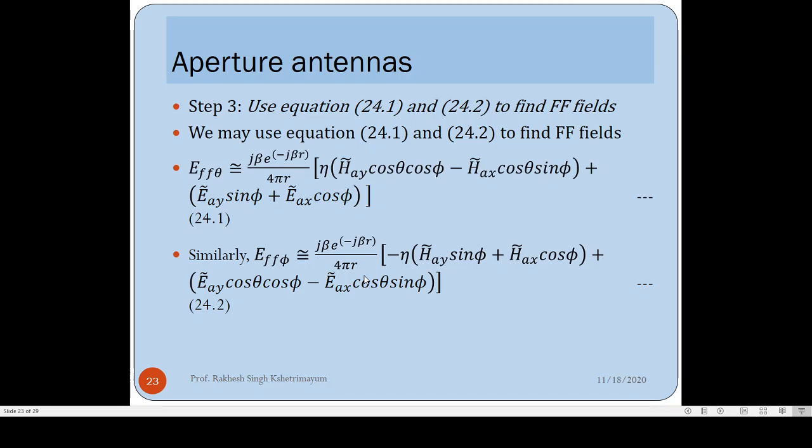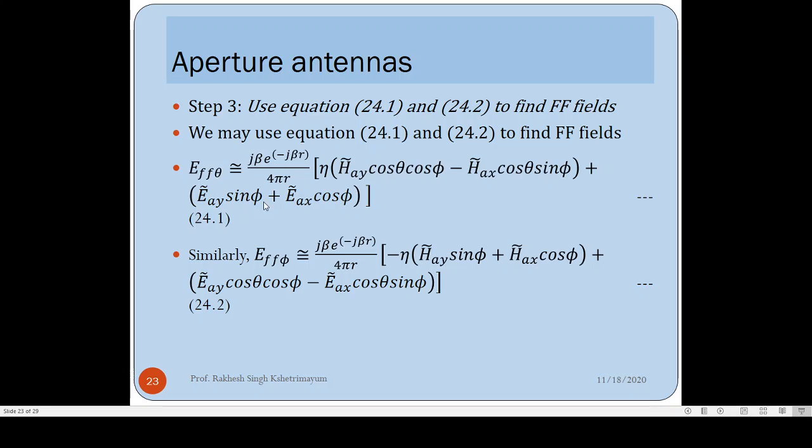So the second step is over. We have already established the first step: we have established the field in the aperture. Second step, we have already done the 2D Fourier transform of the aperture field. The third step is to use equations 24.1 and 24.2 to find the far field radiated patterns of the reflector antenna.